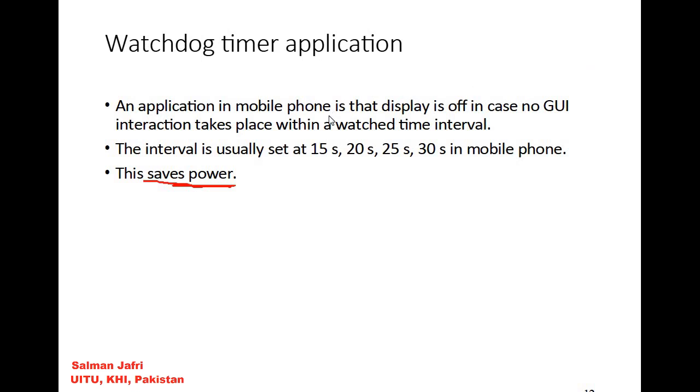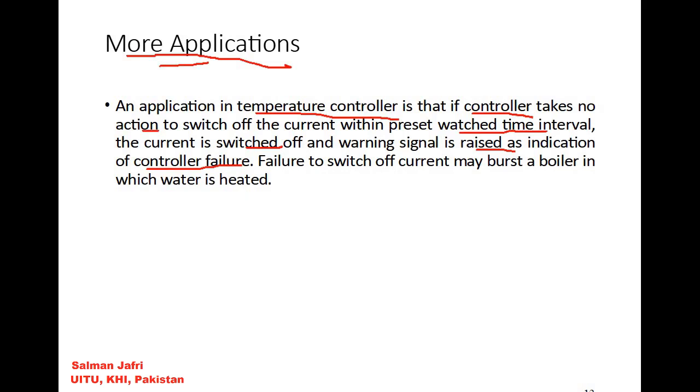Another watchdog timer application is in the mobile phone, and in this application display is off. In the case no GUI interaction takes place within a watch time interval, right? So we can set the display to go to blank after 15 seconds, 20 seconds, 25 seconds or 30 seconds if there is no activity on the touch screen, right? So this saves power. Just visualize how important the watchdog timer is for the different kinds of applications. Okay, there can be more applications.